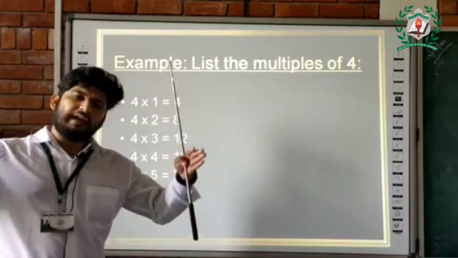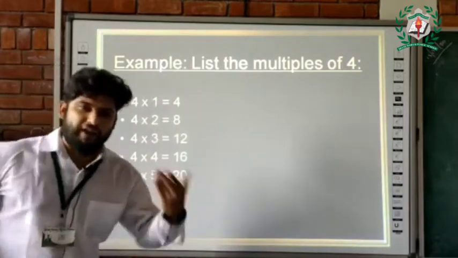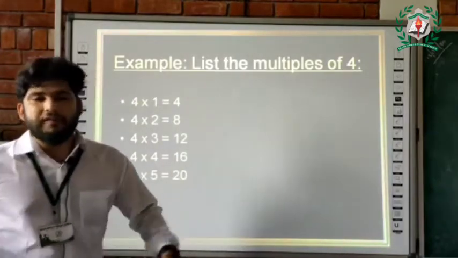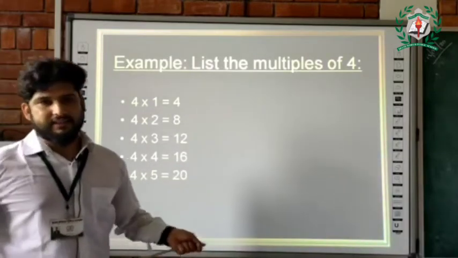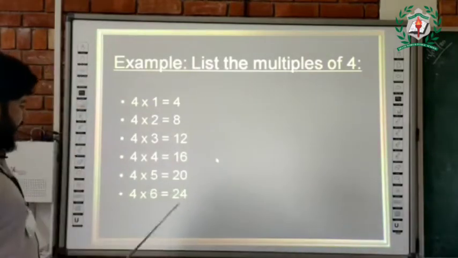In the question, a limit will be given. You have to find 5 multiples of 4, or 8 multiples of 4. Like that you can find them and write down the answers. Like this, 24.